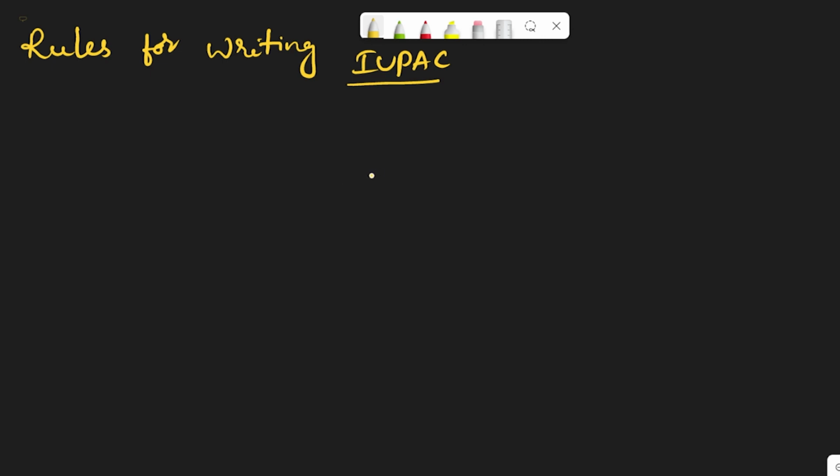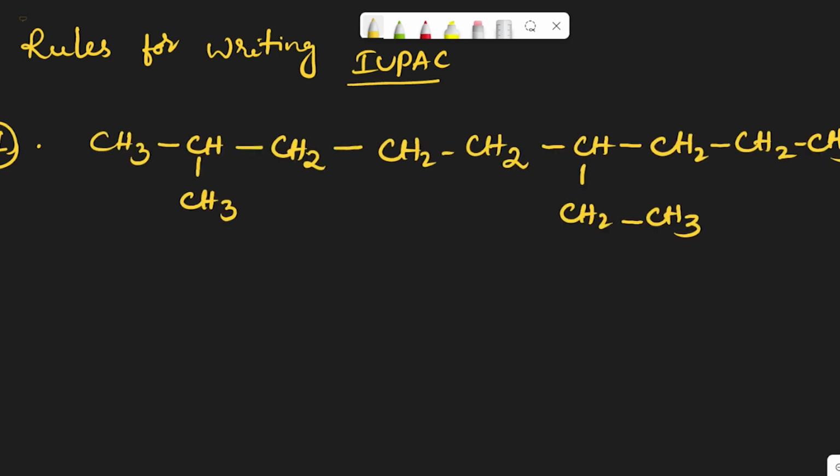So here some rules are there. So what is the first rule? Let us see. So there is one compound. So this is the first rule. Here one compound is given. So here the carbons are 1 2 3 4 5 6 7 8 9. So here the total number of 9 carbon atoms are there. So it is obviously non. So this is the root word.